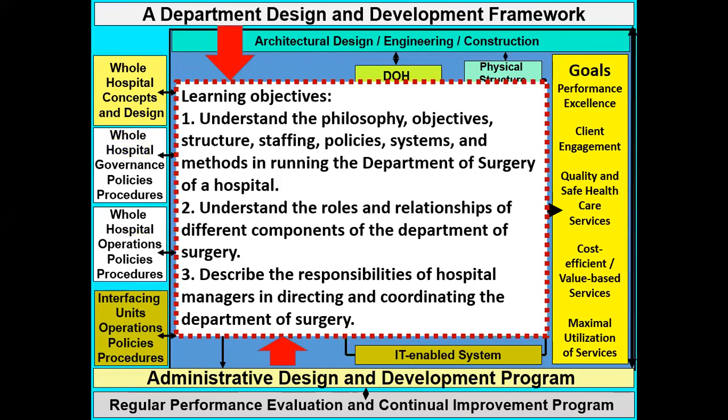At this point, I'd like to say that I have covered learning objectives 1 to 3 using the department design and development framework, and I have tackled the philosophy, objectives, structure, staffing, policies, systems, and methods in running a department of surgery, the roles and relationship of the department, different components of a department of surgery, and lastly, the responsibilities of hospital managers in directing and coordinating the department of surgery.